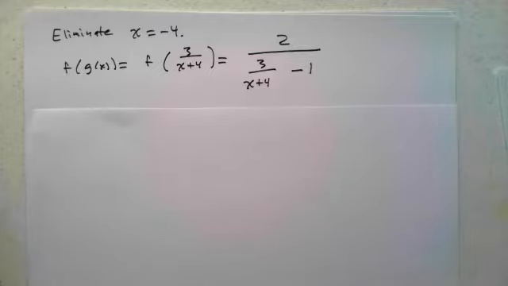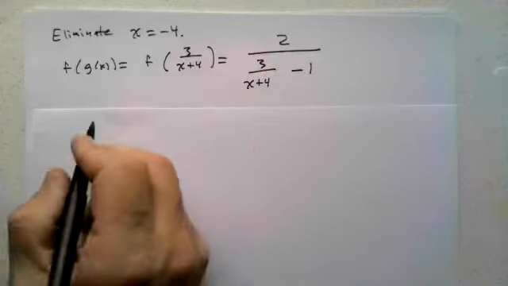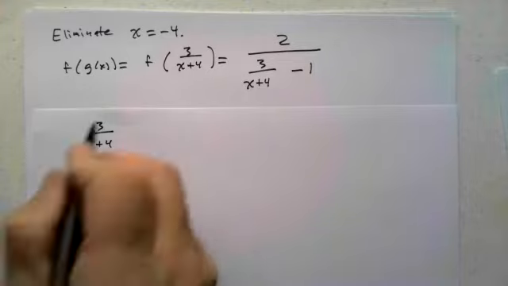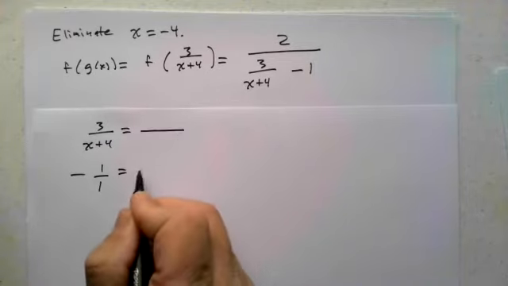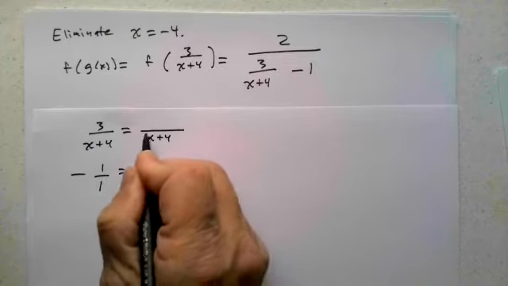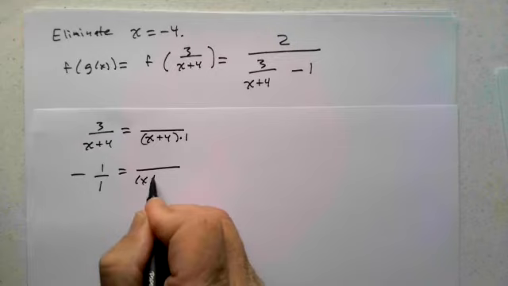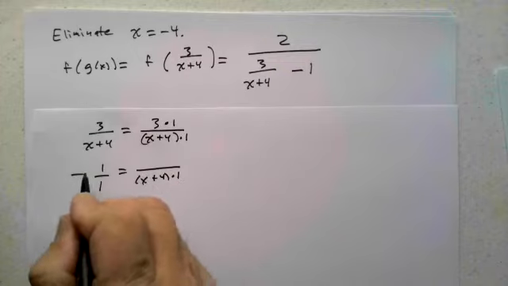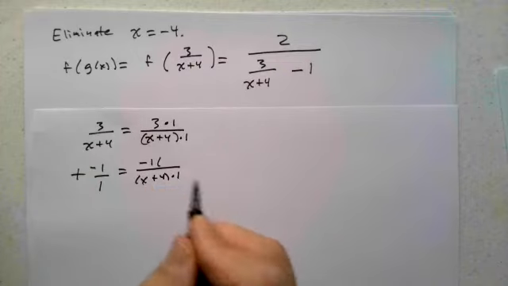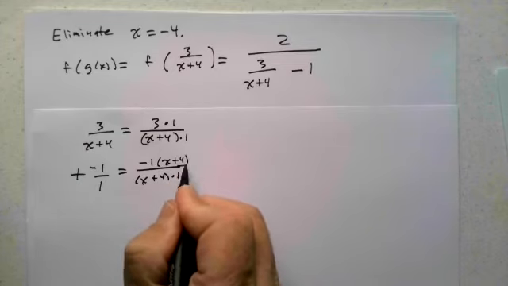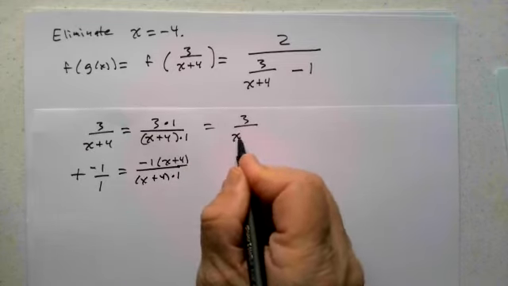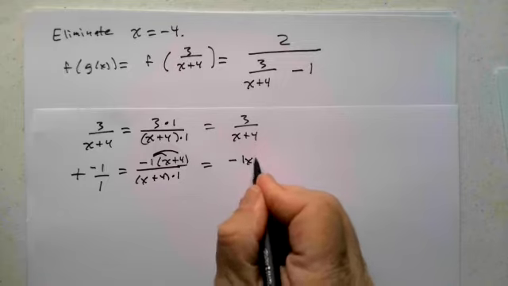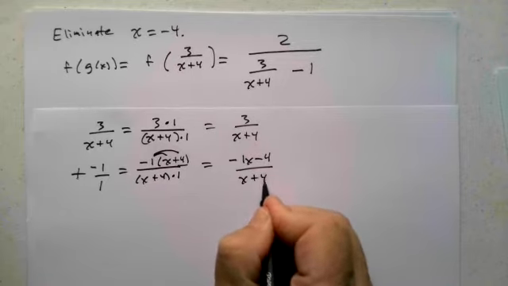So to do that, I'm going to get a common denominator. I'm just going to focus on the bottom. 3 over x plus 4 minus 1 over 1. The common denominator there would be x plus 4. If you want x plus 4 times 1 for emphasis, that's fine. So 3 has to multiply by 1 to have that equivalent. We're going to make that plus negative 1, so negative 1 has to be multiplied by x plus 4. So this becomes 3 over x plus 4, negative x minus 4. This becomes negative 1x minus 4 over x plus 4.